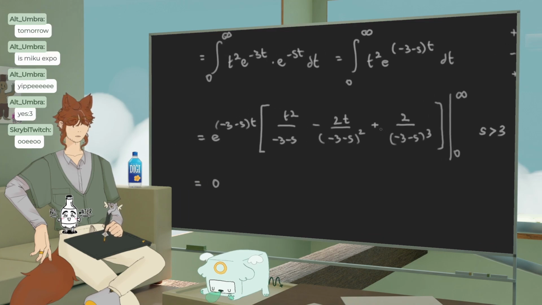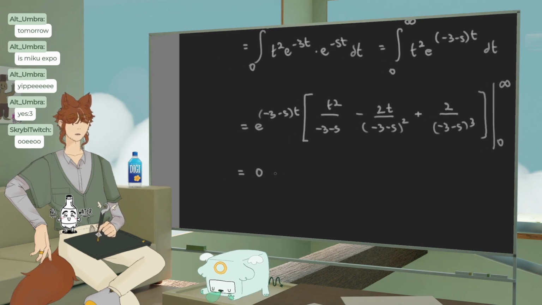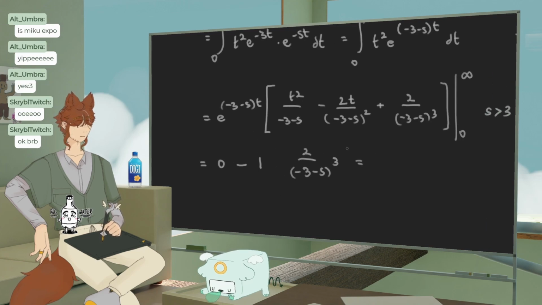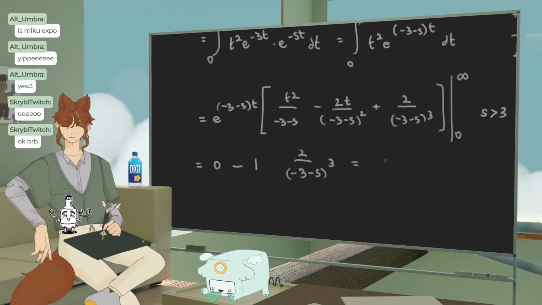Yeah, so s is greater than 3. Okay, so that means that when we plug in t is infinity, it's going to be a negative number, so it's going to converge. Ooey ooey. And then we plug in 0. 2 over negative 3 minus s cubed equals a positive, right?